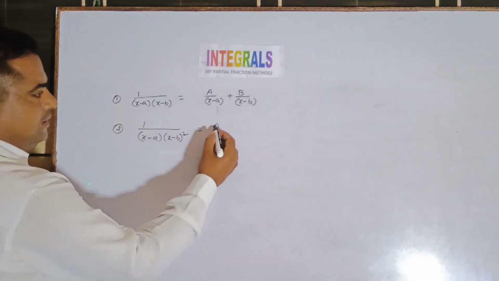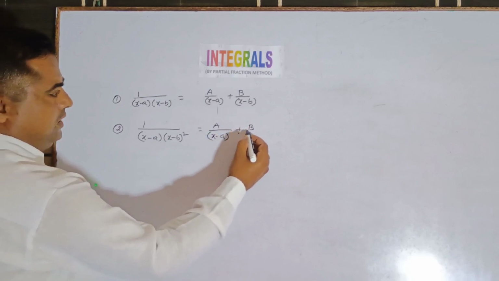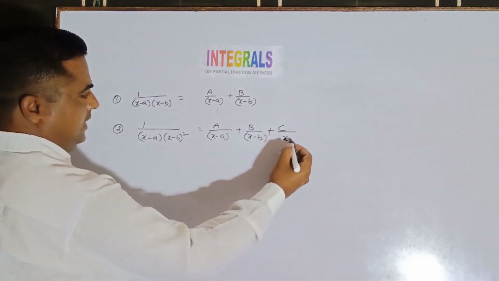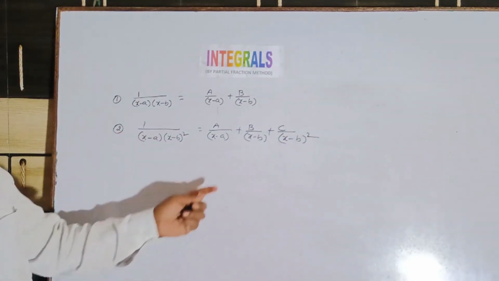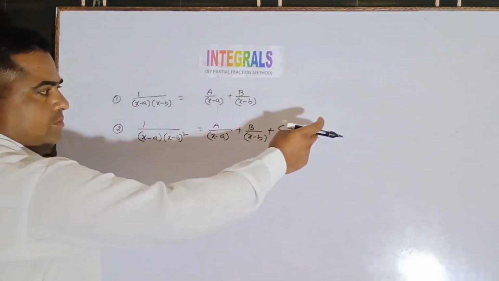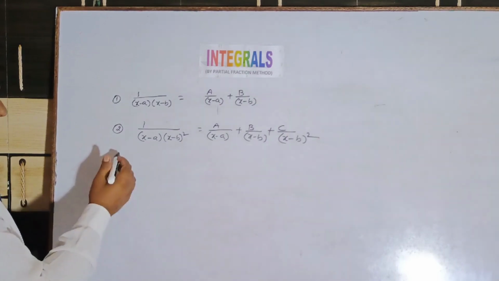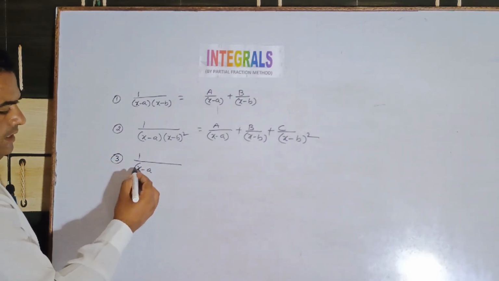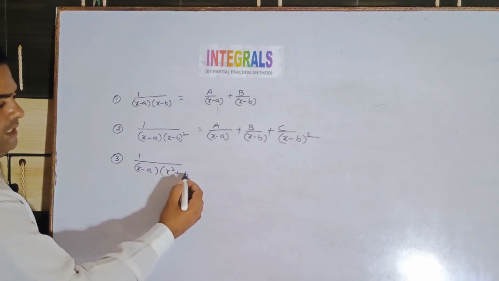So we'll break it as A upon x minus a plus B upon x minus b plus C upon (x minus b) whole square. If you have cube here, so first of all x minus b, then (x minus b) whole square, then plus D upon (x minus b) whole cube, correct? Now third type, 1 upon x minus a and suppose x square plus b here.